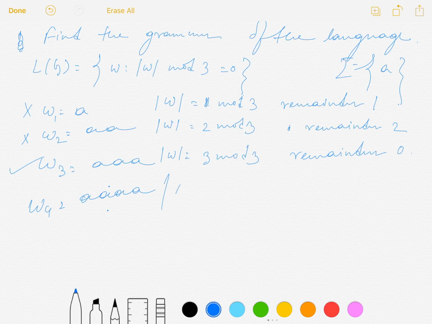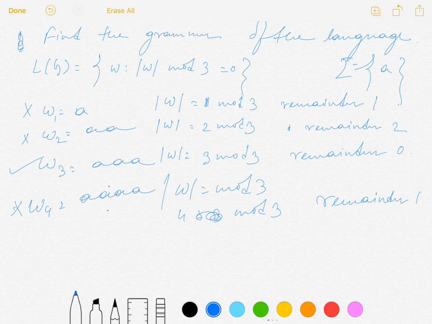If the number of a is 4, then mod omega mod 3, that means 4 mod 3, and what should be my remainder? My remainder in this case is 1. So, it will not be accepted. And similarly, if the number of a is 5, then 5 mod 3 is 2. So, it will not be accepted.